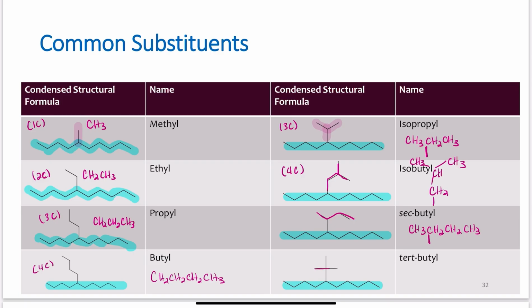And then tert-butyl looks like the shape of a T. It's got a carbon attached to the parent chain with 3 CH3 groups attached to it. So overall 4 carbons. Again, this is 4 carbons, this is 4 carbons, and they all have the same number of hydrogens if you add it all up. But the way they're connected is different.